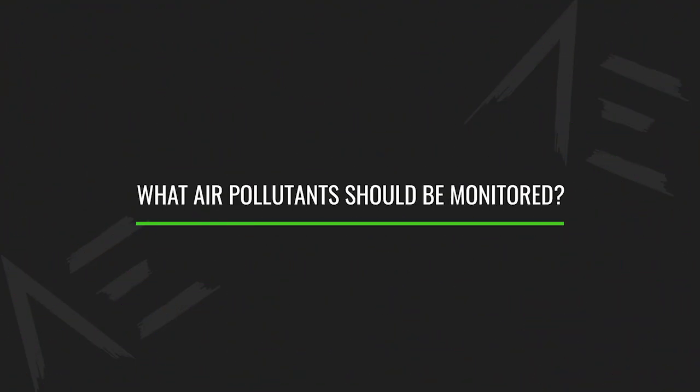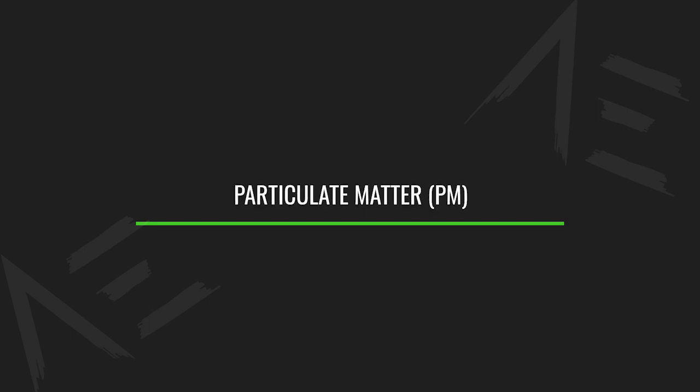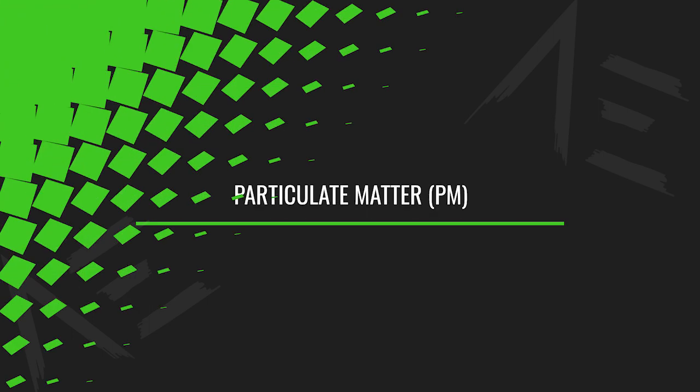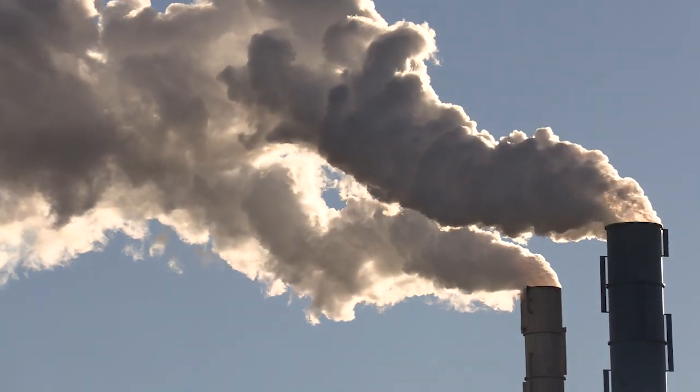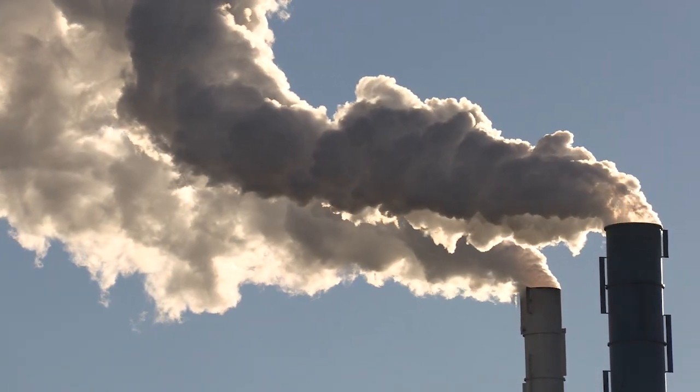I'll start with the essential pollutants. Particulate matter, or PM, is the first. Particulate matter refers to the tiny particles usually suspended in the air, so dust, soot, smoke, and aerosols in general. They are usually classified as PM1, PM2.5, PM4, and PM10, with PM10 being the larger coarse particles.